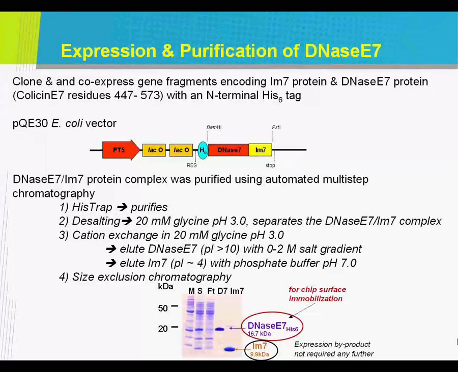And by doing that at a low pH, we were able to obtain pure DNase E7, and as a byproduct of this expression, of course, immunity 7 proteins. But in this case, we didn't really need it. We were producing DNase E7 because we needed to immobilize it onto the surface.